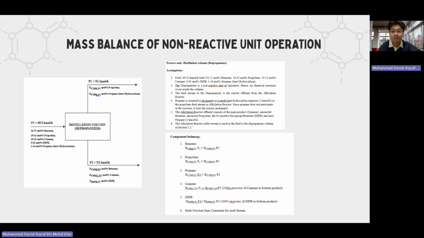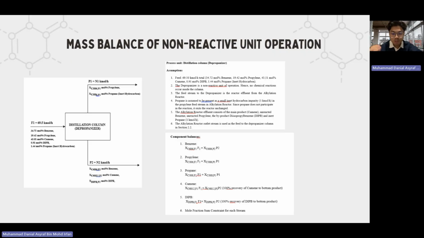Okay, so now I will explain the mass balance for the non-reactive unit operation, which is the depropanizer distillation column. The purpose of the depropanizer is to separate the light hydrocarbons from the heavier components in the reactor effluent system. The feed stream entering the column, denoted as F1, which is feed 1, has a total flow rate of 69.50 kmol per hour. The composition of this stream consists of 34.72% benzene, 19.42% propylene, 43.51% cumene, and 0.9% DIPB, which is diisopropyl benzene. And lastly, we have 1.44% of propane.